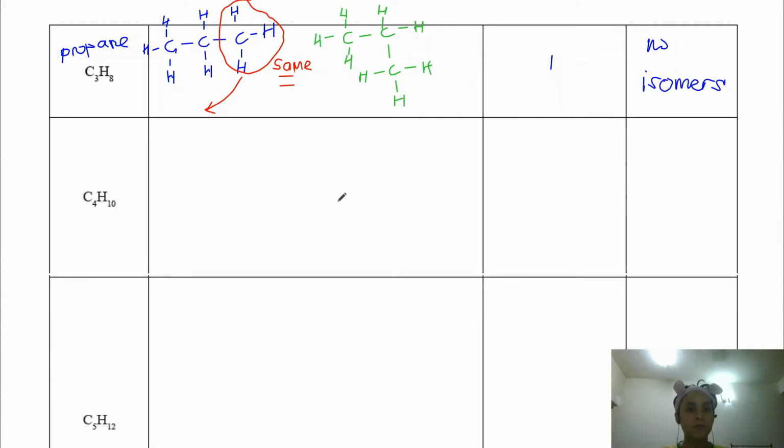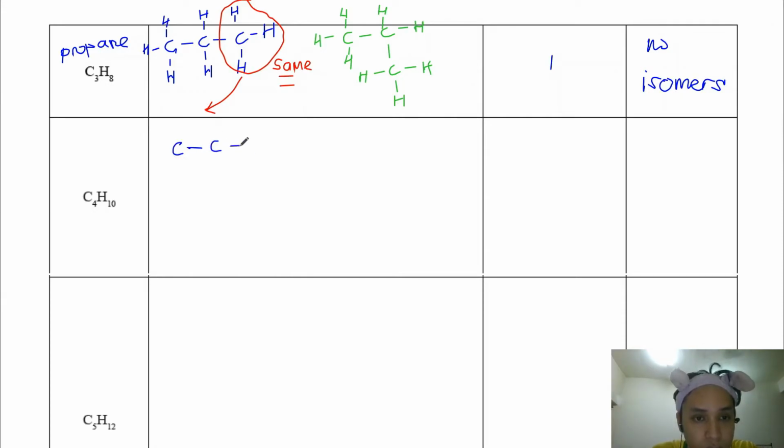Remember, this one is very, very important. Just because I rotate it downwards does not make it different. It's actually the same thing. But how do we identify different? Let me show you. This is one example.